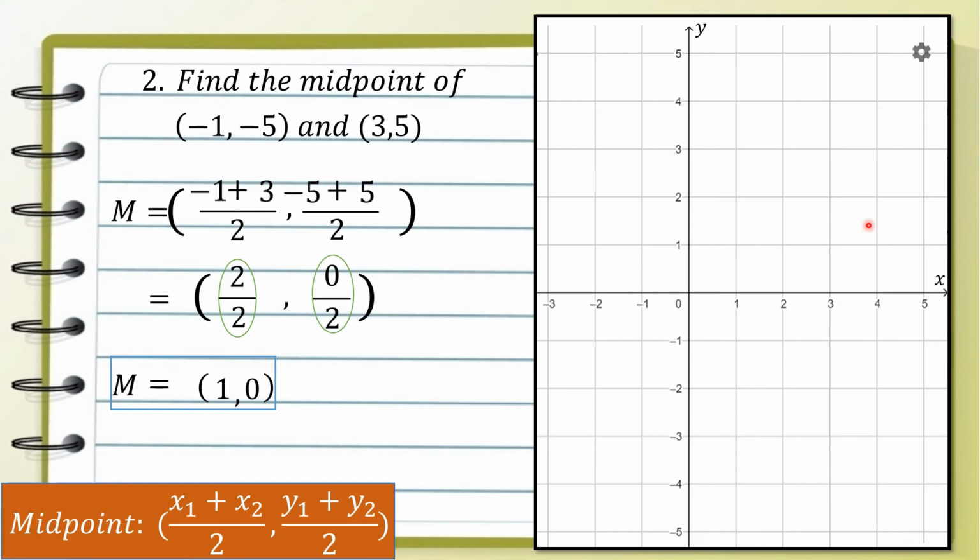Let's proceed to getting the midpoint using the Cartesian plane. (-1, -5) is here. The next point is (3, 5) here. Now let's connect these 2 points and then find its center point, or the midpoint itself, and that's here. Okay, the coordinates of this midpoint, for x it is 1 and for y it is 0. So the same, we have the midpoint, which is (1, 0).